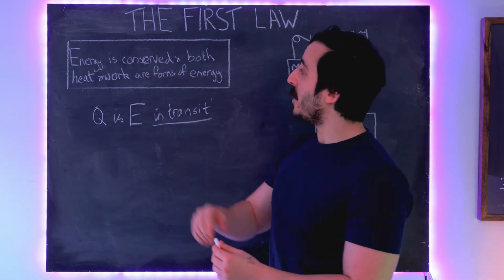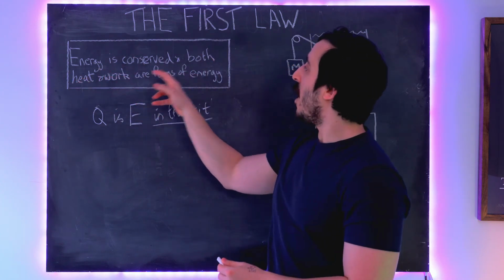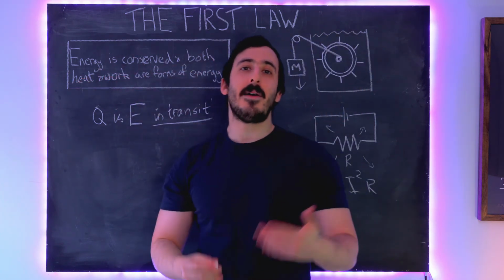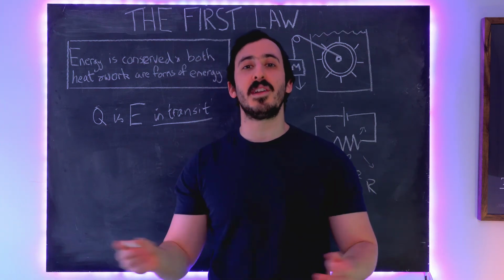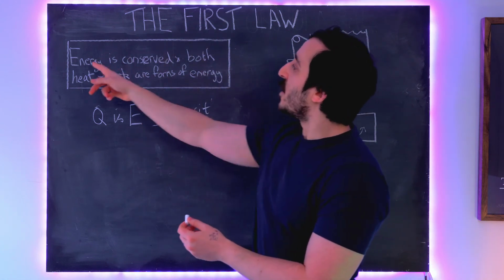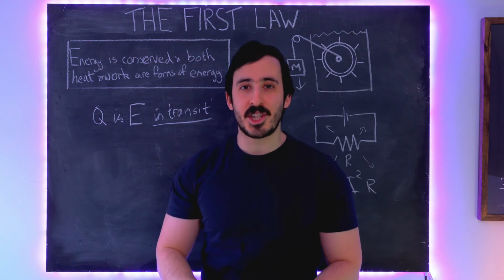And that's what's written up here. Energy is conserved, and both heat and work are forms of energy. Now, energy is conserved is maybe one of the first physical laws we all learn at school, right? But that's only part of the law. Heat and work are both forms of energy.